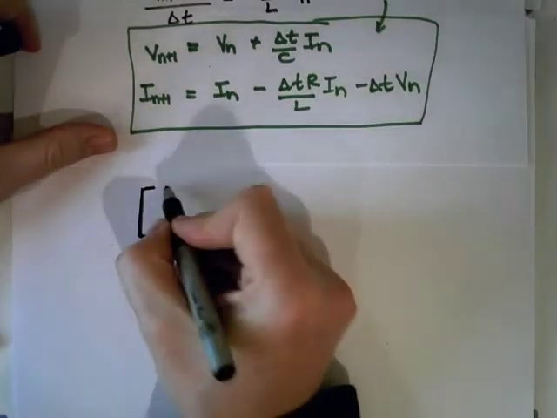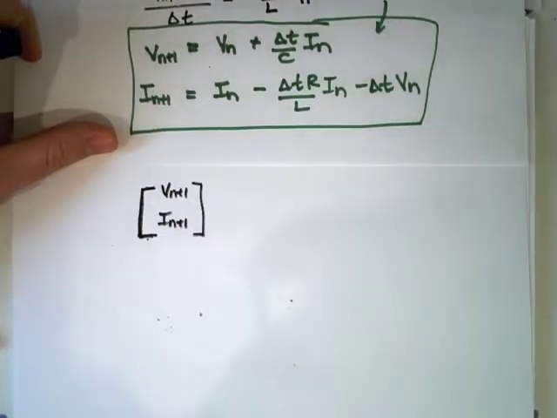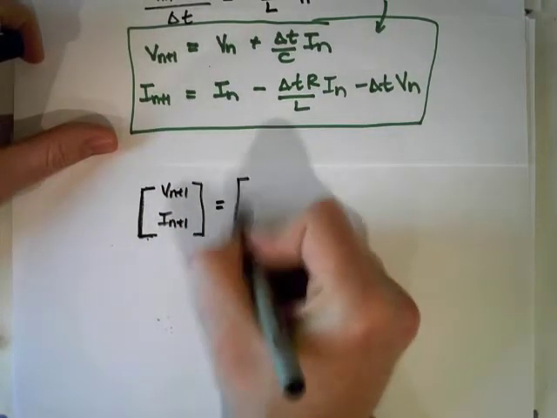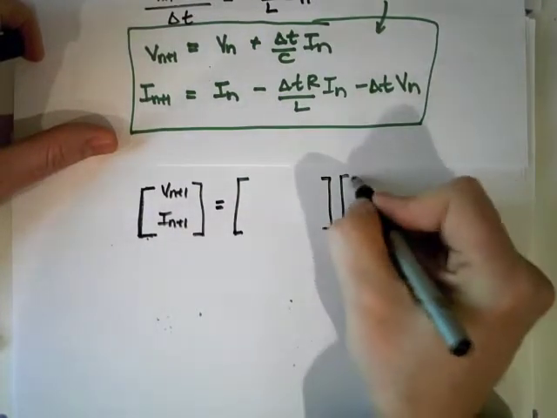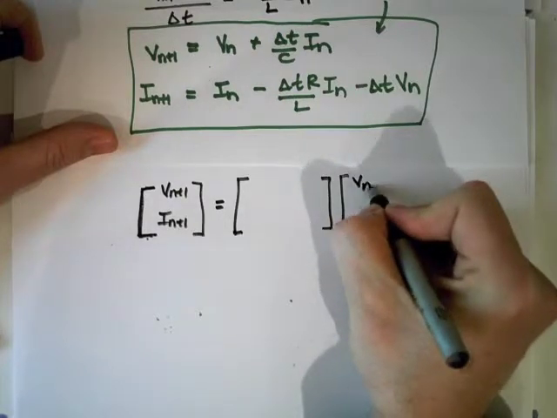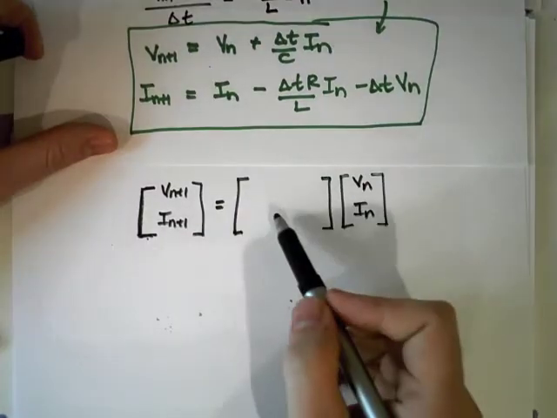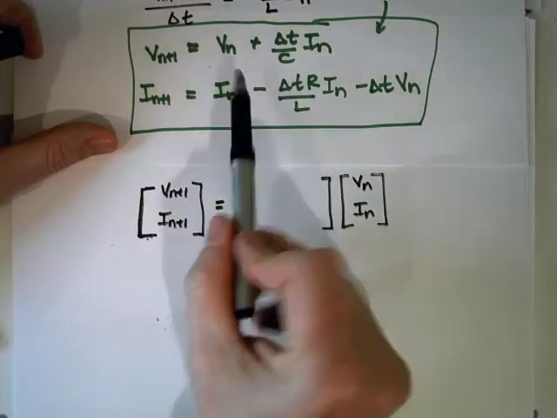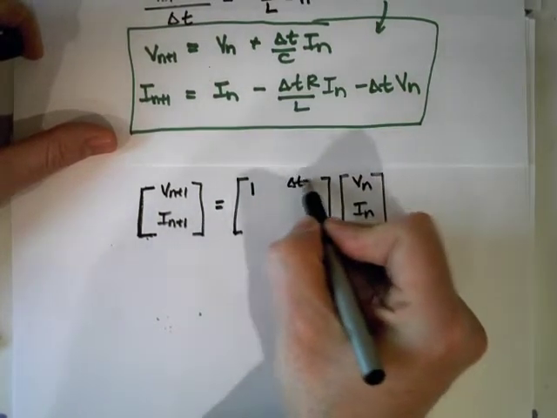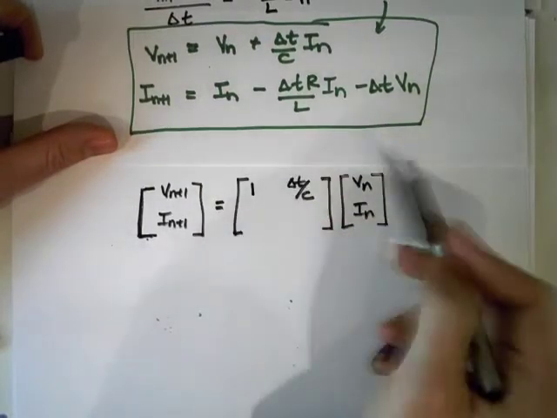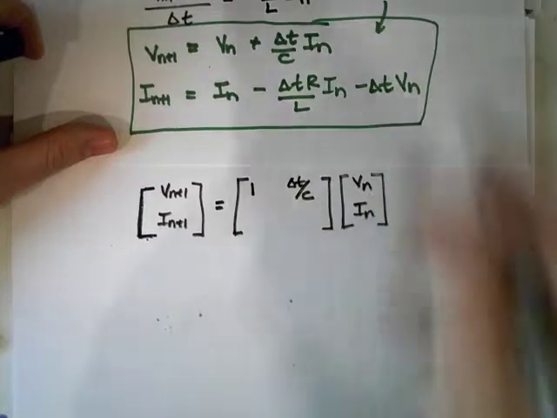So I have v of n plus 1, I of n plus 1. There's a column matrix, equal to some 2 by 2 matrix, and this would be v sub n and I sub n. So there's the current value and the previous value. You say, what goes here? Well, I'm just rewriting these equations. In this case, this would be 1, and this would be delta t over C. There's the first equation. And then the second equation would be, I think I lost an L here.